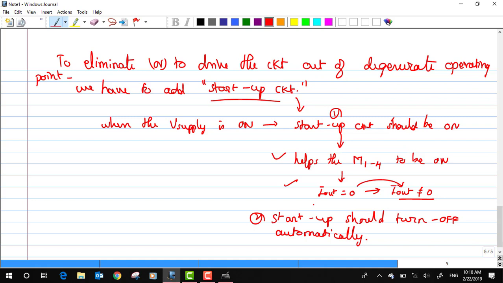I will not go into much detail because again we have to satisfy some of the properties, and we will not discuss from here on, okay. So we will assume that there is a startup circuit, and that it will perform these two operations, and with that we'll try to close this particular topic.